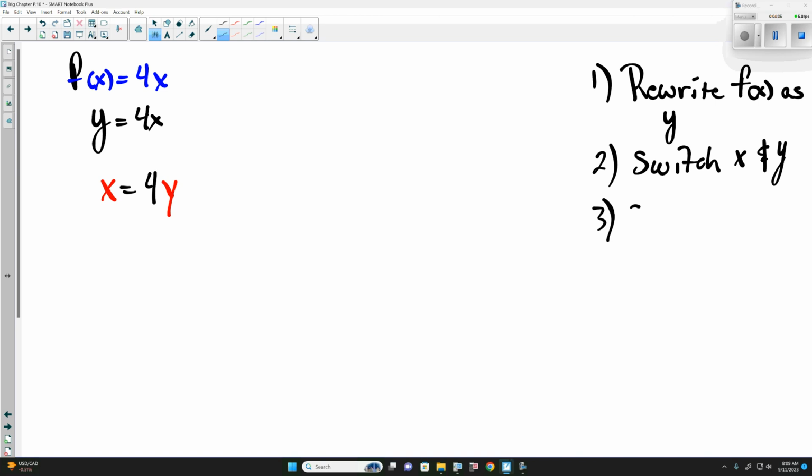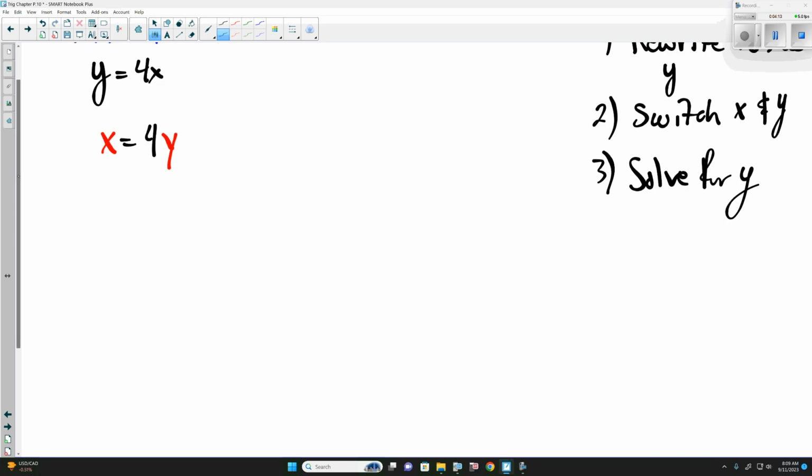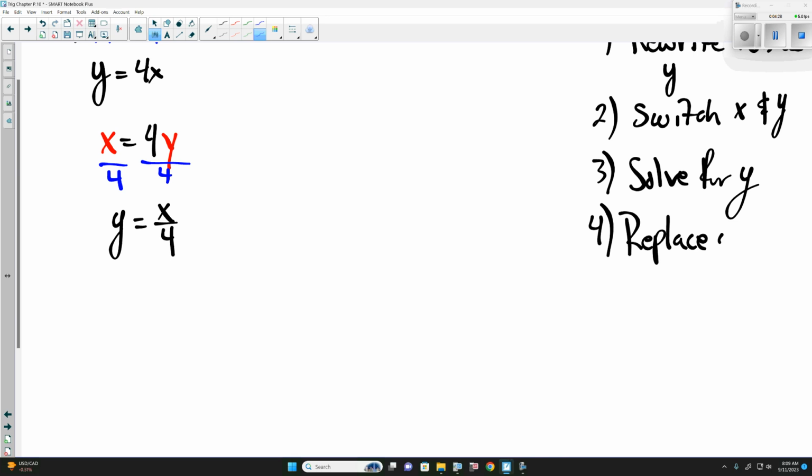Step 3 is now to solve for y. Solve for the y value. And for this one here, it's actually not that bad. We just divide both sides by 4, telling us y is equal to x divided by 4. And the last step is to replace y with f inverse of x.